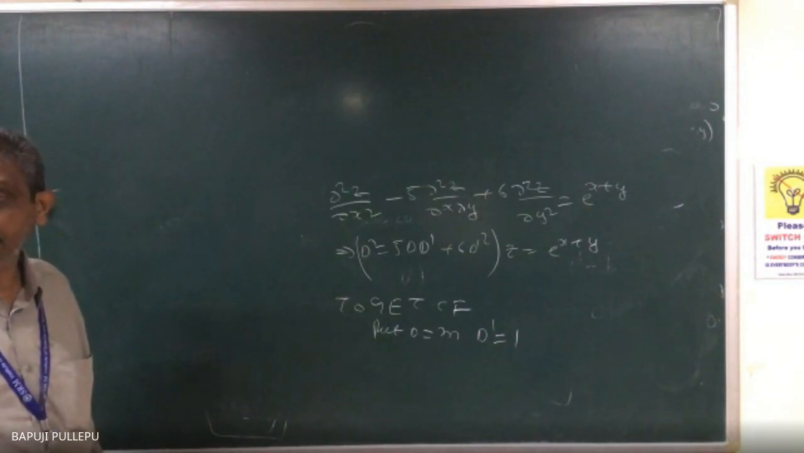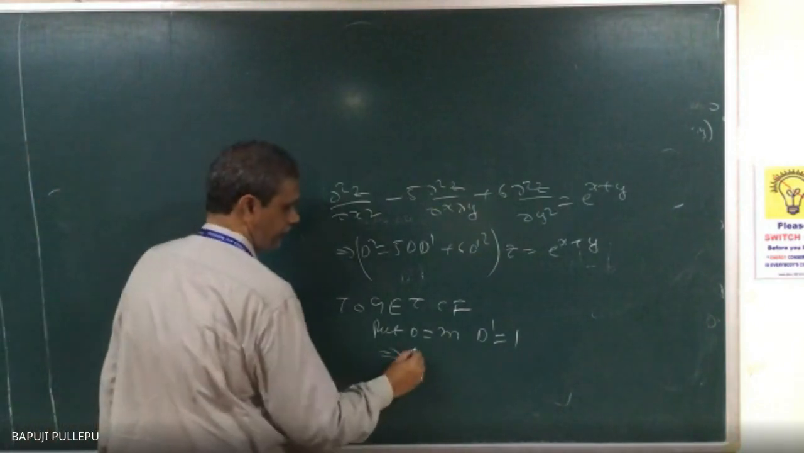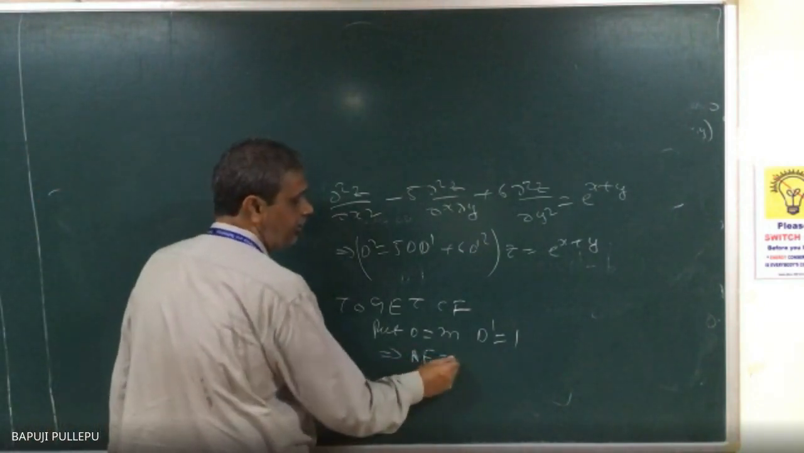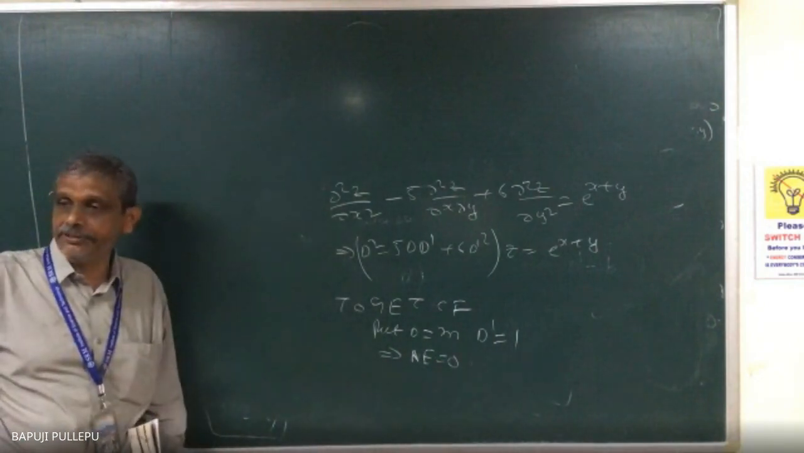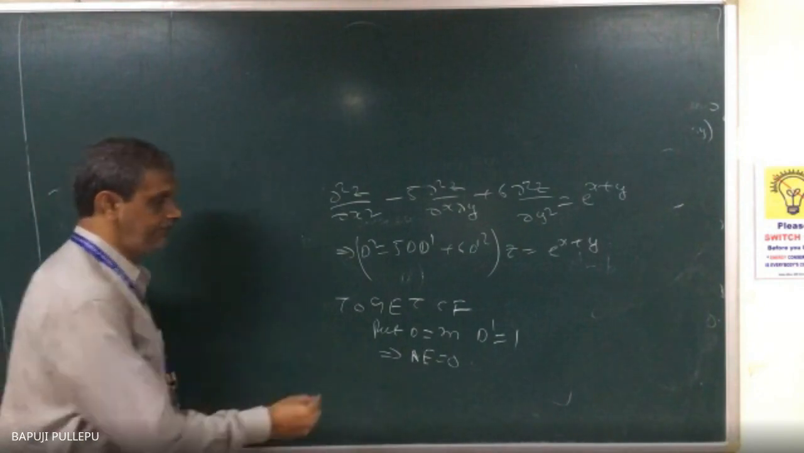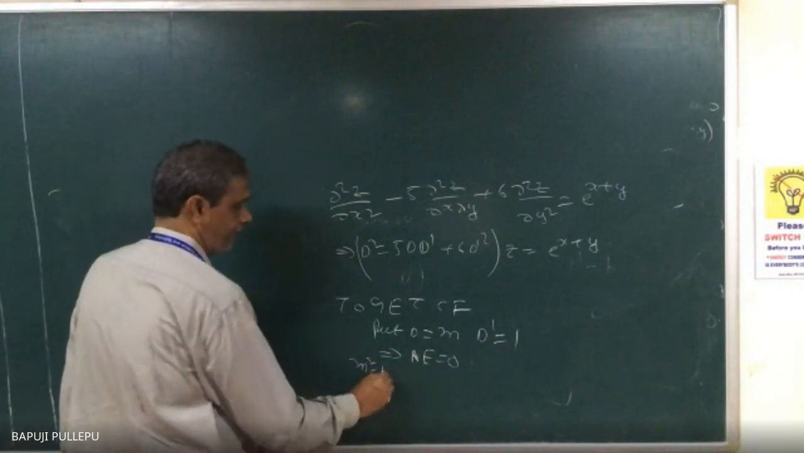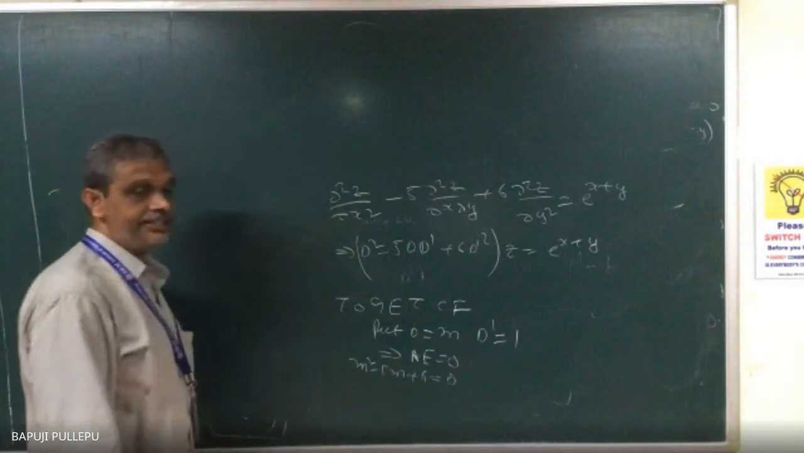It implies what you will write? A is equal to 0. Always this story you have to write. If you put D is equal to M, D dash is equal to 1, means all the equation is equal to 0. That much of story is there. Then what you will get? Tell me. If you factorize, what you will get?